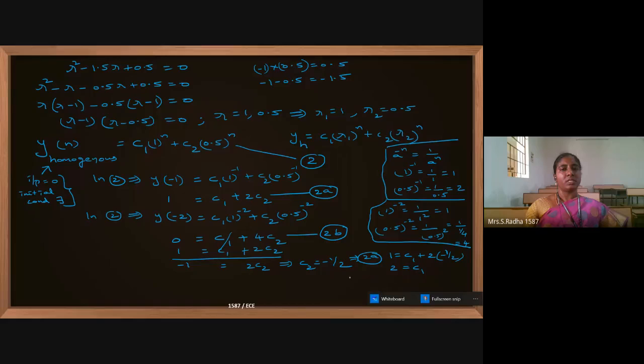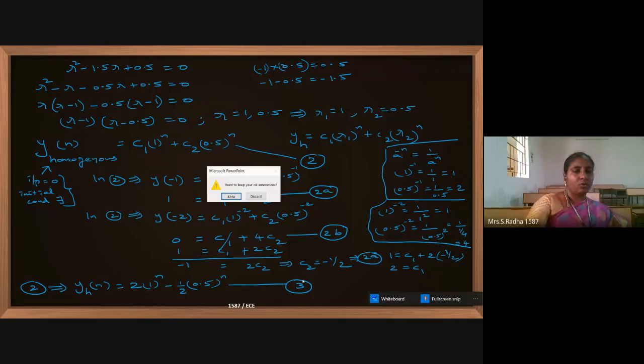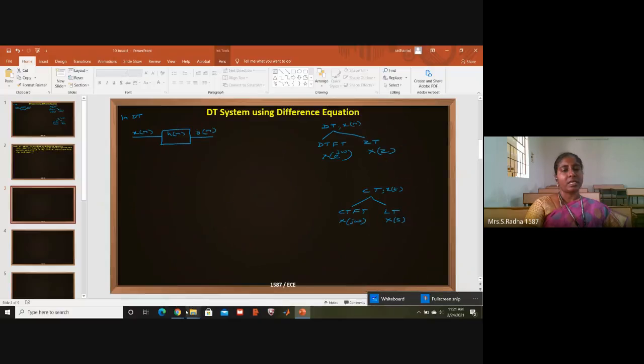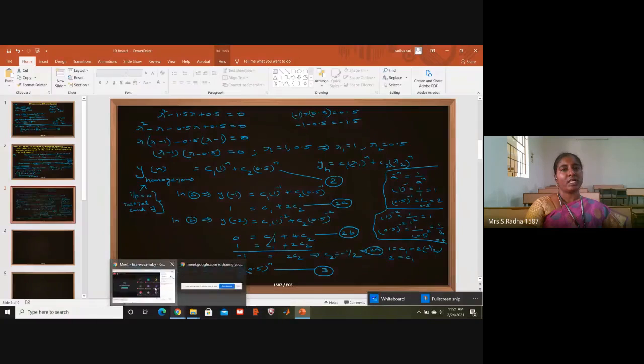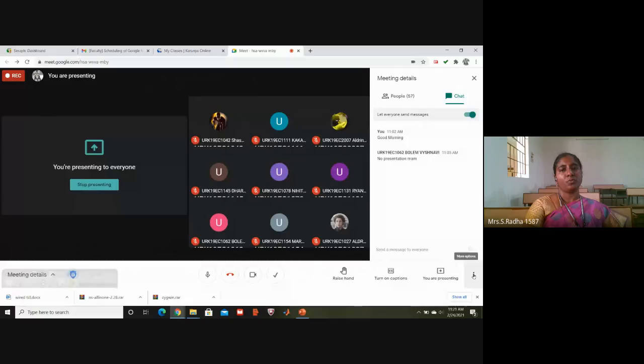I am going to put this in equation 2. Now I am going to substitute the constant values in equation 2. So the homogeneous solution is nothing but C1 value 2 into 1 power n, C2 value minus half into 0.5 whole power n. This is equation 3. The homogeneous solution is completed. We have taken the input as 0 and the initial conditions, whatever given in the question, we considered for this calculation of the homogeneous solution.